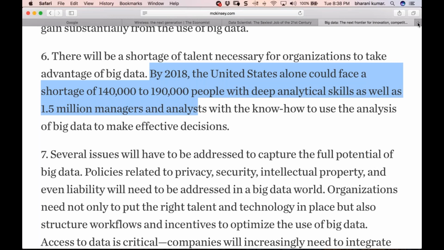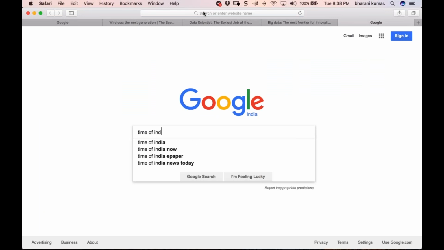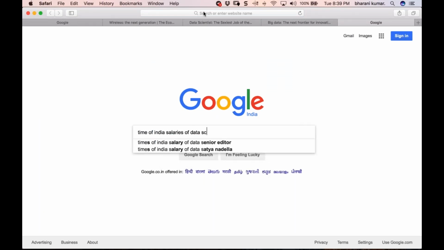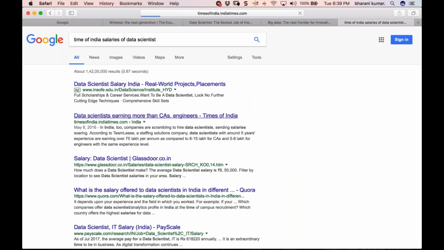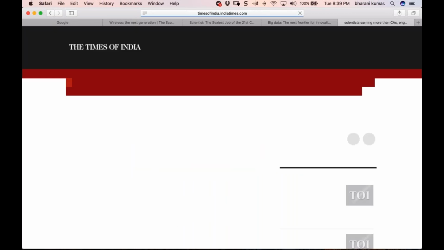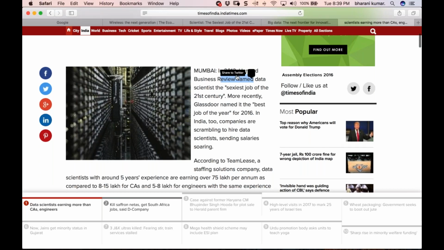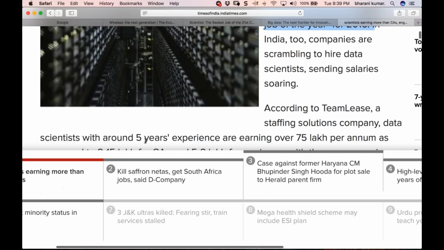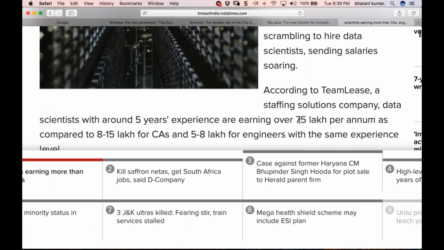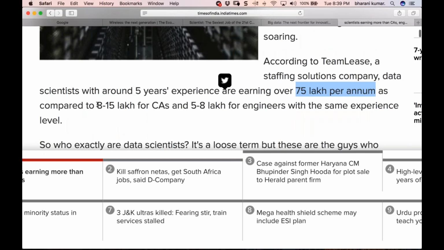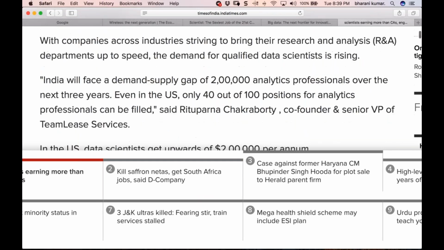This is extremely heavy. And do you know what? I'm not sure how many of y'all have seen this on Times of India on the front page. They have published this. Salaries of data scientists. Trust me, majority of the firms are paying you these kind of humongous salaries. Okay. Harvard in 2012 has named that this is the sexiest job. Glassdoor has named this as the best job of the year in 2016. And they also have gone ahead to say that people with 5 years experience are getting 75 lakhs per annum. This is US salary, US salaries. And look at chartered accountants, 8 to 15 lakhs. Very less in comparison to data scientists.